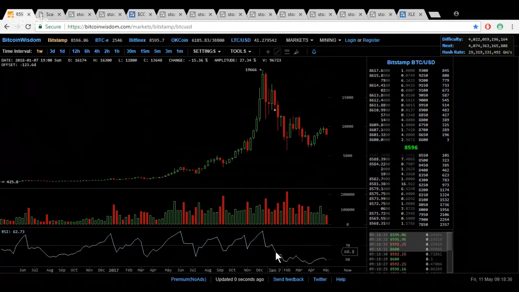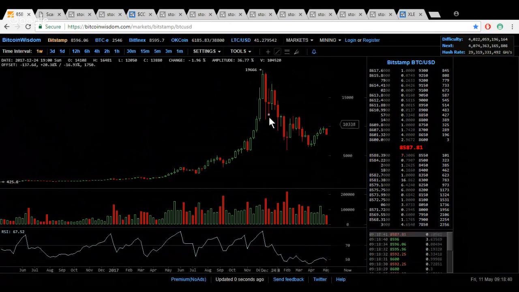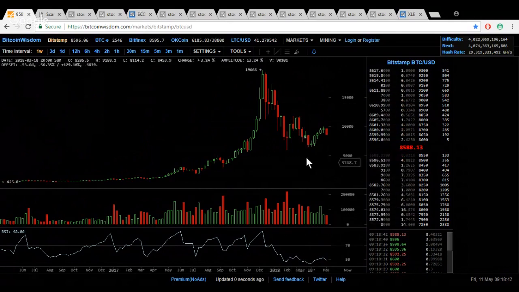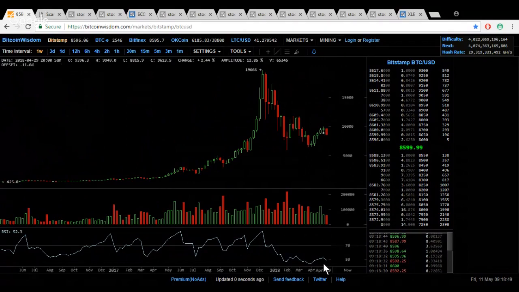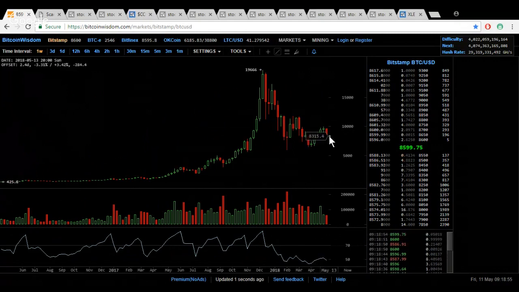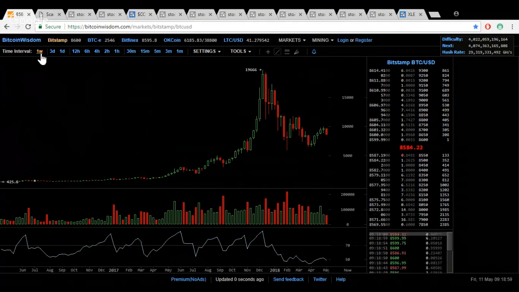When it finally began to break down towards the 50, the middle line, all of this activity took place, but it never got oversold. And now you will see that the RSI, after trying to get back up over 50, has turned back below it simply with this last candle. That's on a weekly basis.